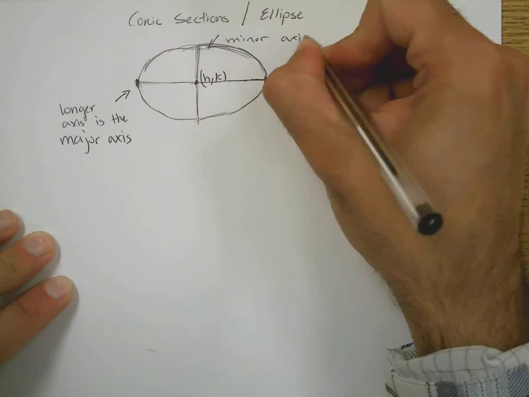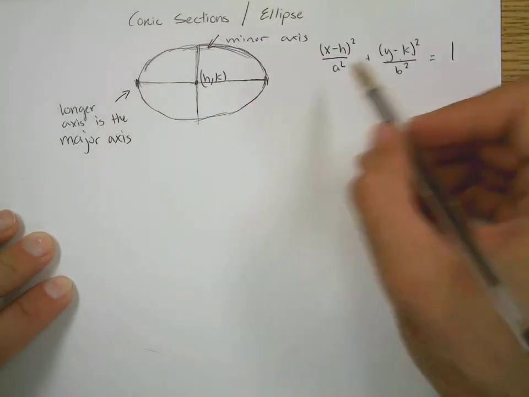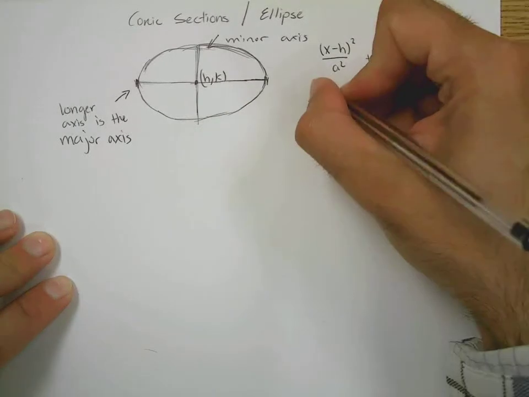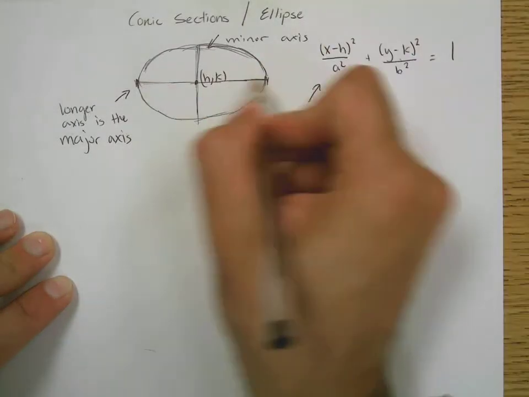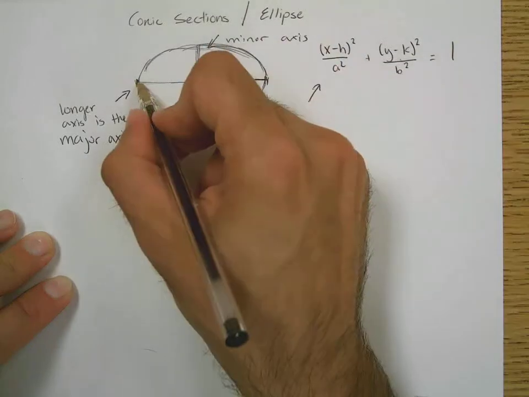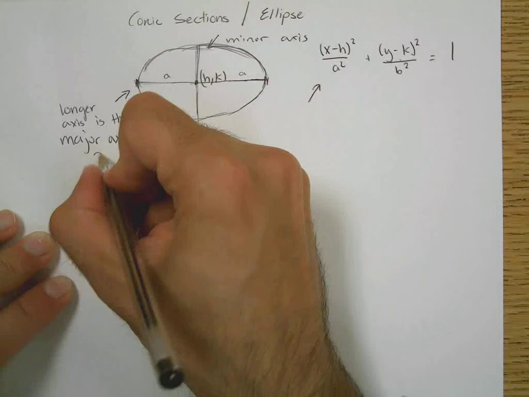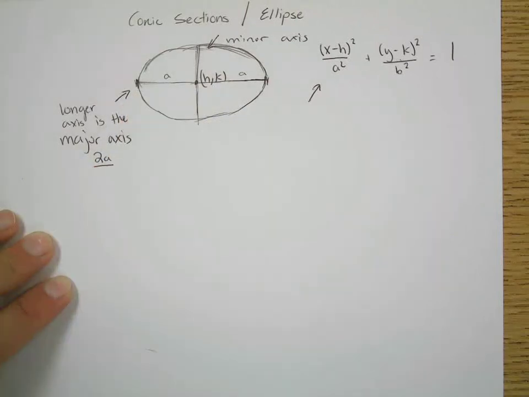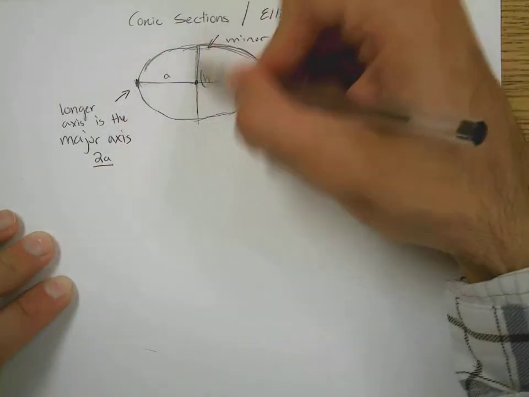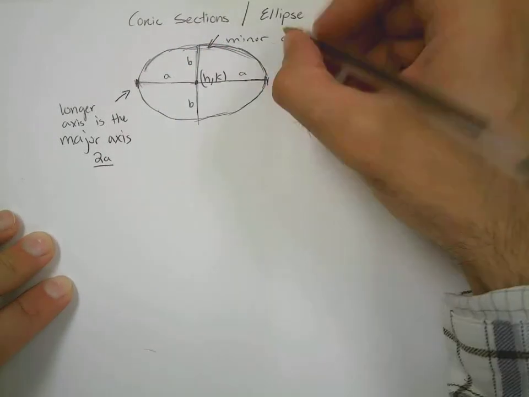We can relate those to these equations, these variables, a and b. In this case, the x, the horizontal, is the larger. And so that means that this length is a and this length is a. The whole length is 2a. The smaller length, the vertical, is b. And so we could say that the minor axis length is 2b.